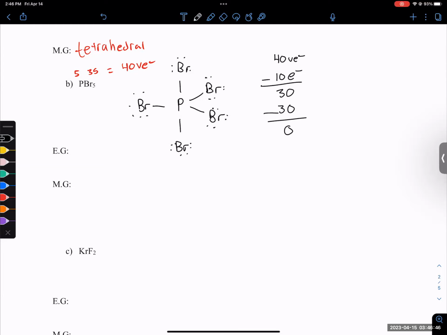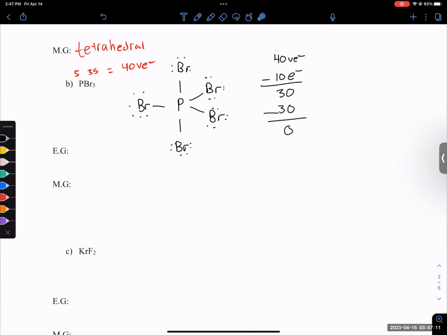0 electrons left over. And again, if you had a surplus of electrons, you would put it on the central atom. We don't in this case. And if you were deficient in electrons, you would end up incorporating a double bond somewhere into the structure. But in this case, we weren't deficient, so we don't have to worry about either of those 2 scenarios.